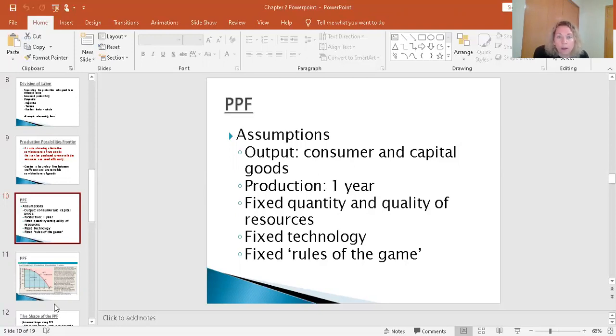Here are those sort of unrealistic assumptions that we have to make. The first one is that we have a fixed quantity and quality of resources, that we start the year with the same number and quality of resources that we end with. And that's pretty unrealistic. We always have changes in resource supply. Fixed technology.